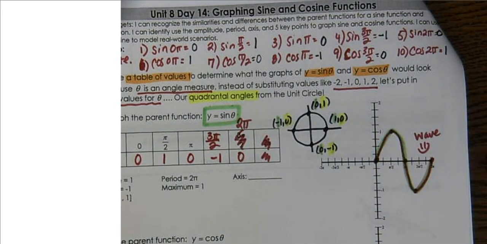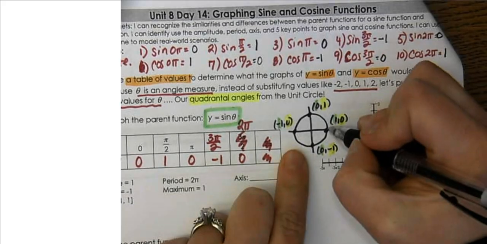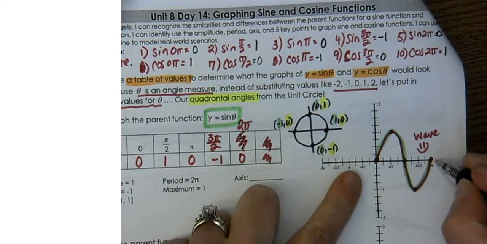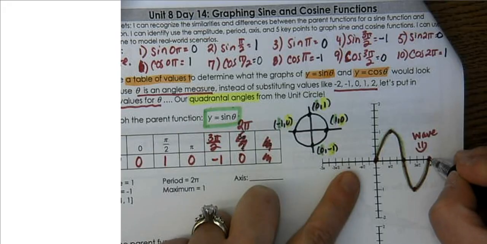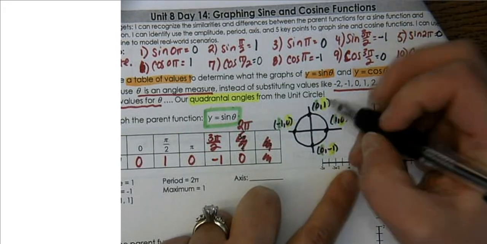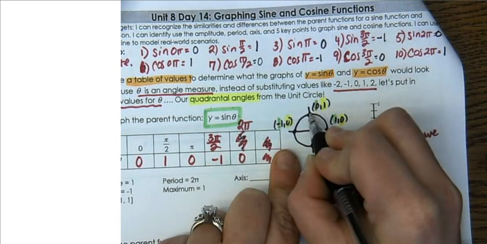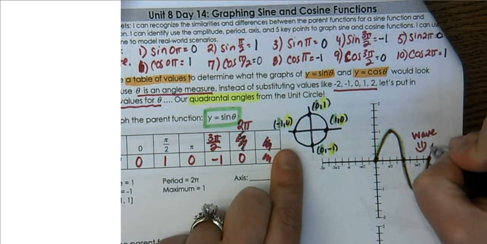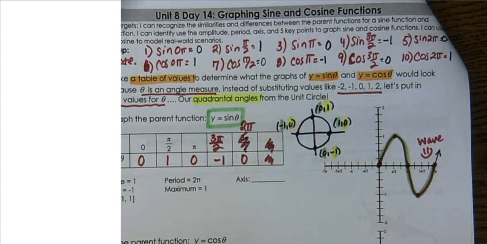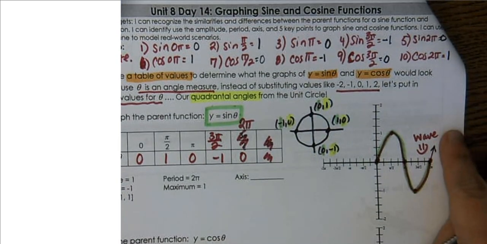Now, I want you to note that our graph doesn't stop because although we went around the unit circle one full time, we can keep going around the unit circle. So right here at 2 pi, where would our next point be? Our next point would be where our y value would be 1. So we're going to draw an arrow pointing towards our next point, which is going to be 1.